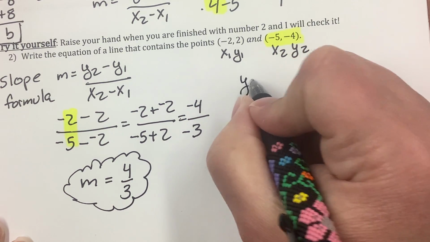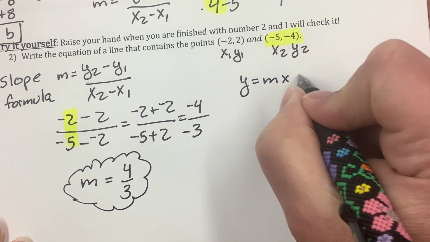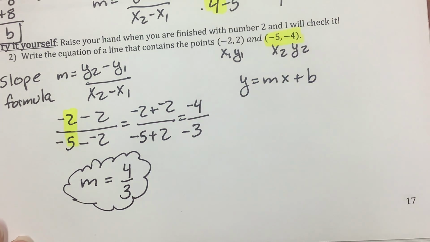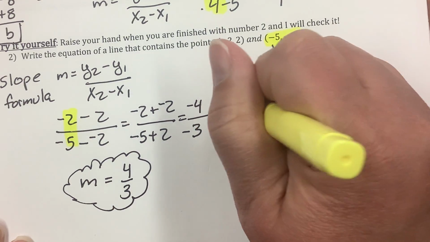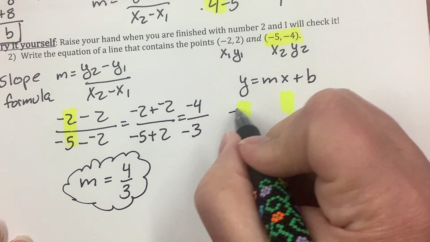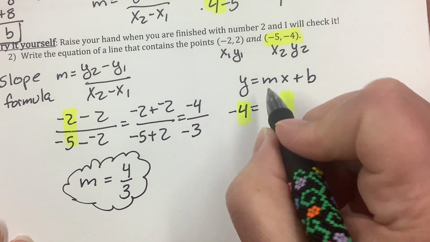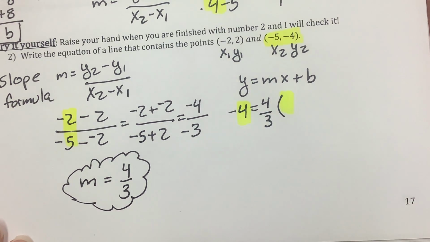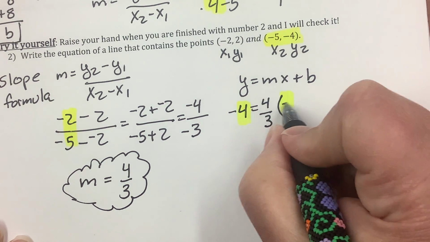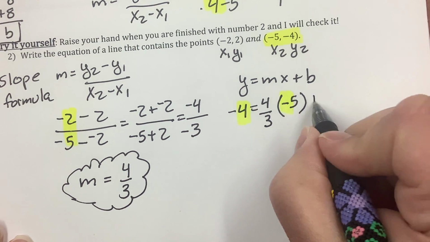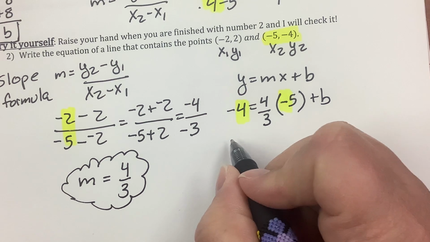Now, again, I'm going to use this point in my formula to find b. So y equals mx plus b. I'm going to use this point. So here's y, -4, equals m, 4 over 3, times x. What is x? x is -5. Okay, 4 times, plus b. Don't forget things, Bono.